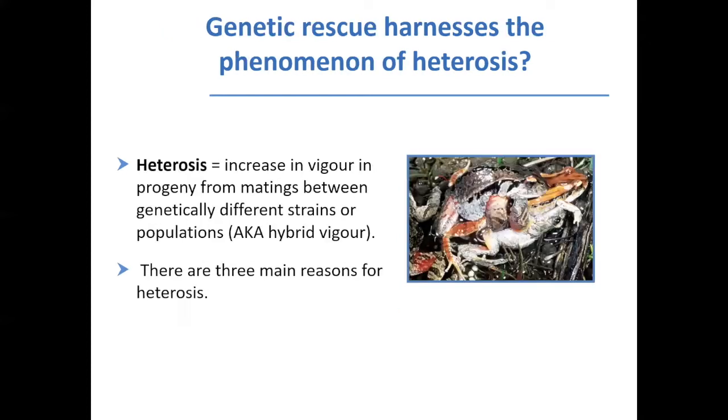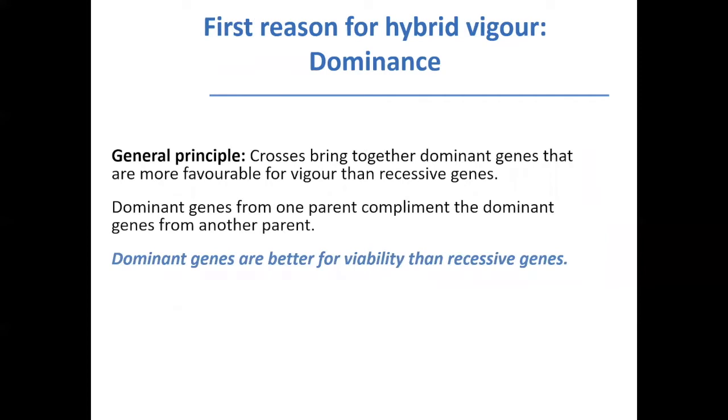These presumed evolutionary advantages are termed genetic rescue and have led to population augmentation being widely recommended as a conservation action. Genetic rescue harnesses the phenomenon of heterosis, which is the observed increase in vigour and progeny from matings between genetically different strains or populations, a phenomenon that is also commonly referred to as hybrid vigour. Theoretically, there are three main reasons for hybrid vigour.